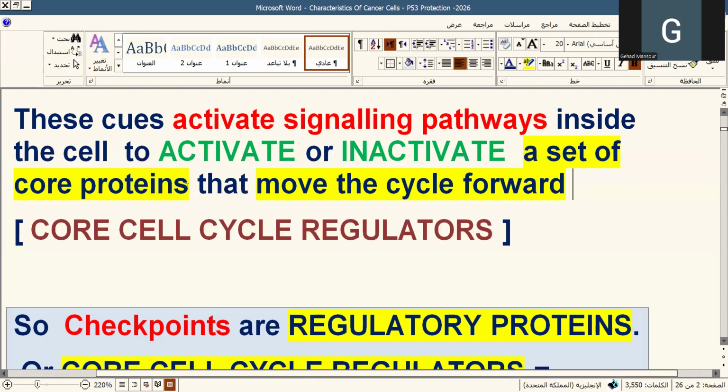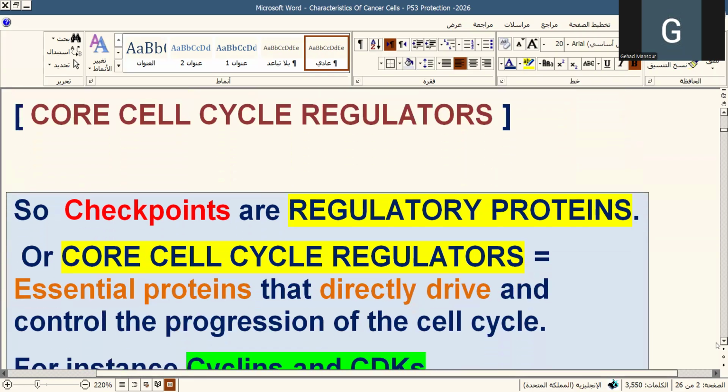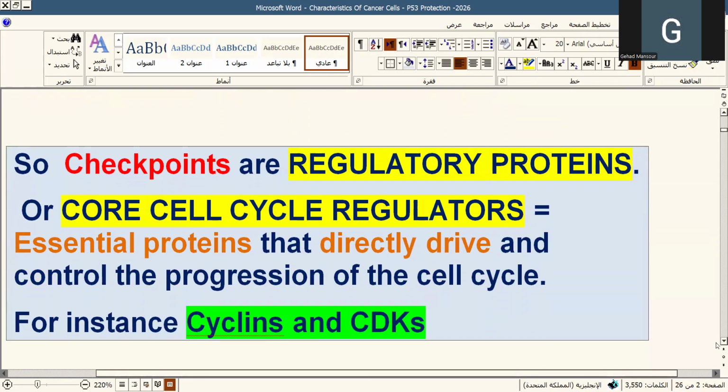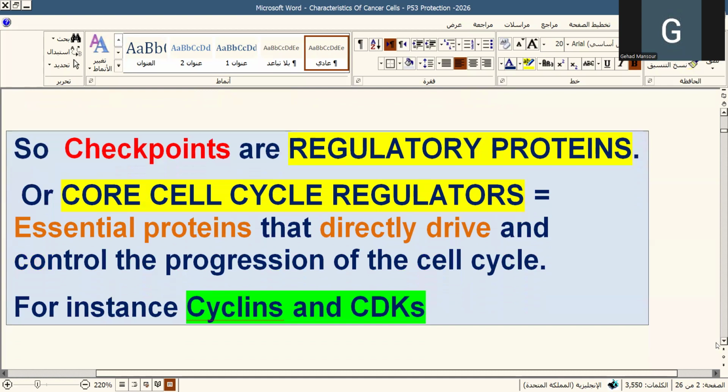Yes, this is very true, but the stimulation and inhibition is not through having two types of core proteins. It's through having one category of core proteins that moves the cycle forward, but we sometimes activate those activators or inactivate those activators, and we call them core cell regulators. So the checkpoints, as we have just said, are regulatory proteins, whether proteins with catalytic enzymatic activity or not. And we also call them core cell cycle regulators.